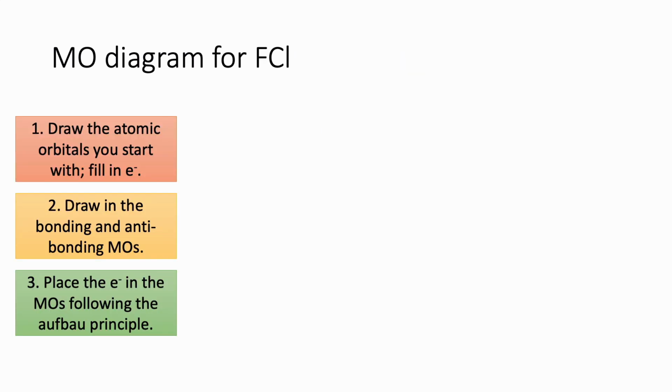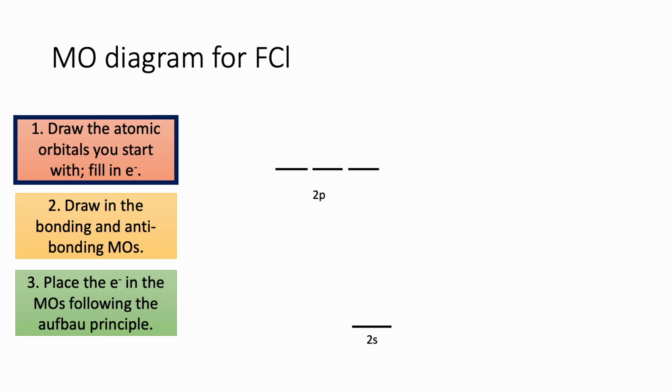So what we're going to do here is look at FCl. We're going to start with the atomic orbitals, and we're going to put in our valence shell for fluorine, which is 2s and 2p, and then chlorine, of course, has a valence shell of 3s and 3p, which is higher energy. Let's put in our electrons. Fluorine has 7 valence electrons, so there you go. Chlorine also has 7 valence electrons, so those are what we start with.